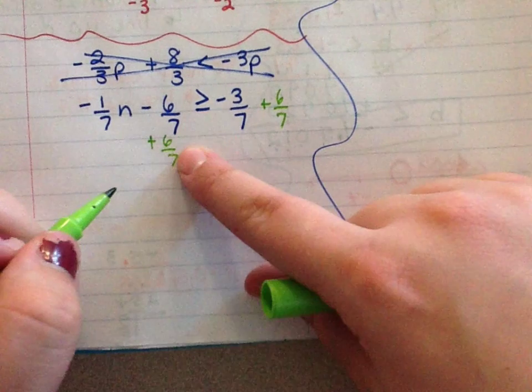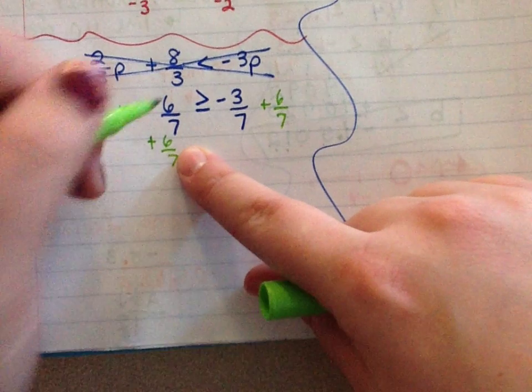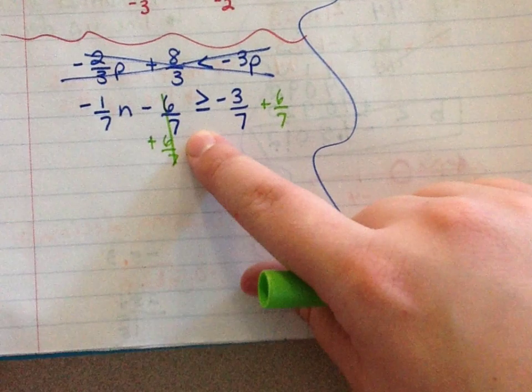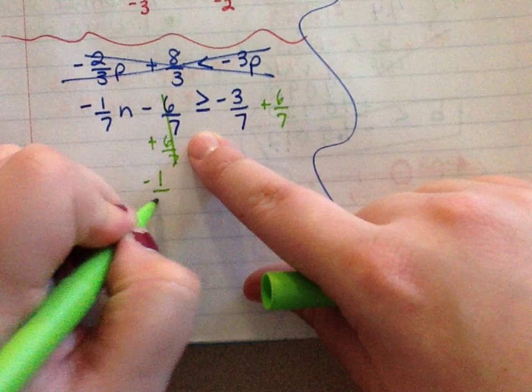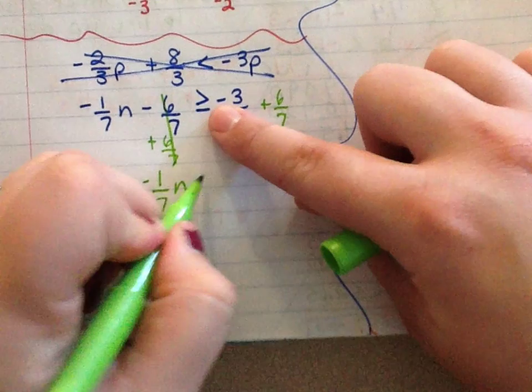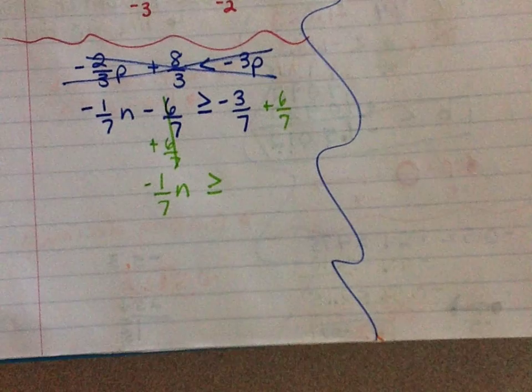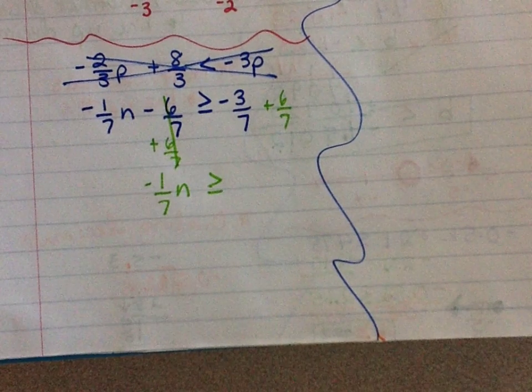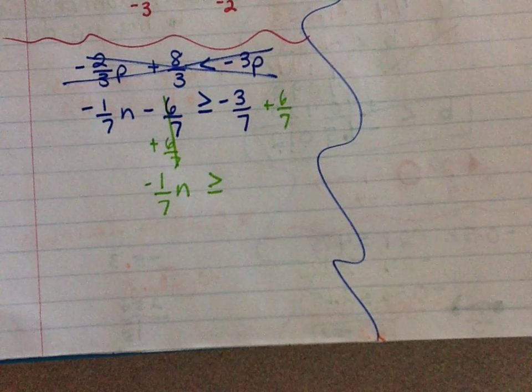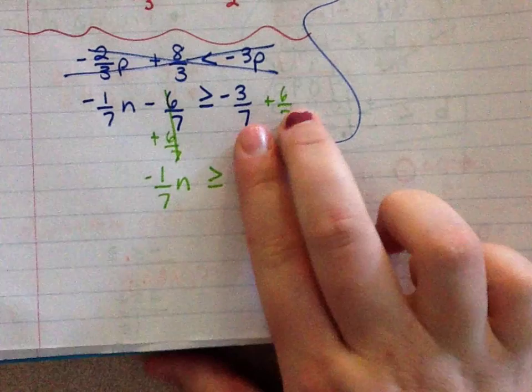Negative 6/7, positive 6/7. They have different signs. They cancel. What is still left on the left of my inequality sign? Negative 1/7n. Okay, I still have greater than or equal to. Now, what is nice about this example, guys? They already have a common denominator. Same signs, though, or different signs?